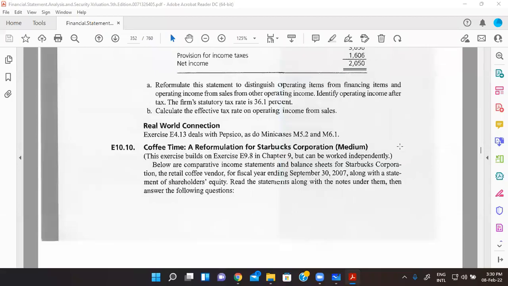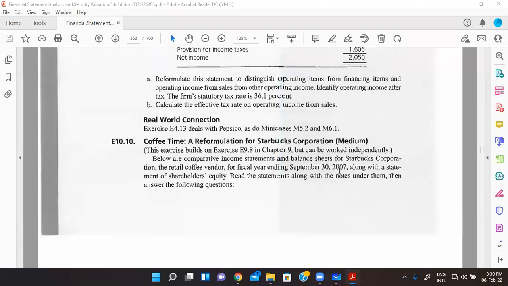So we like to prepare a reformulated balance sheet from the standard balance sheet. This is exercise number 10.10 from the Financial Statement Analysis and Security Valuation, 5th edition, by Palepu. And you see it has been mentioned, the title, Coffee Time, a Reformulation for Starbucks Corporation.